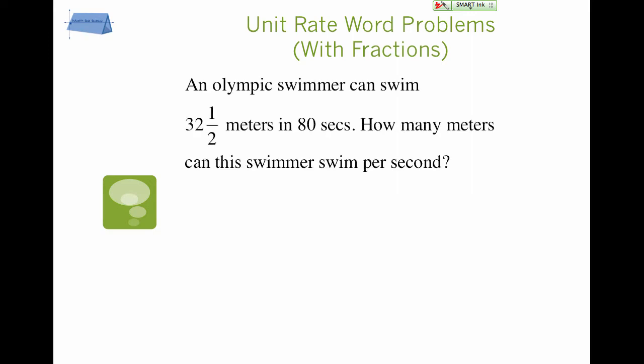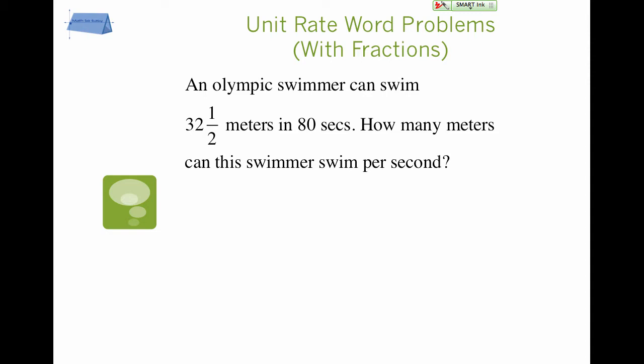Now, mind you, we stick to the script. Nothing changes. It's just that we're dealing with different types of rational numbers, but the steps are still the same. So let's take a look at this problem. It says an Olympic swimmer can swim 32.5 meters in 80 seconds. How many meters can this swimmer swim per second?